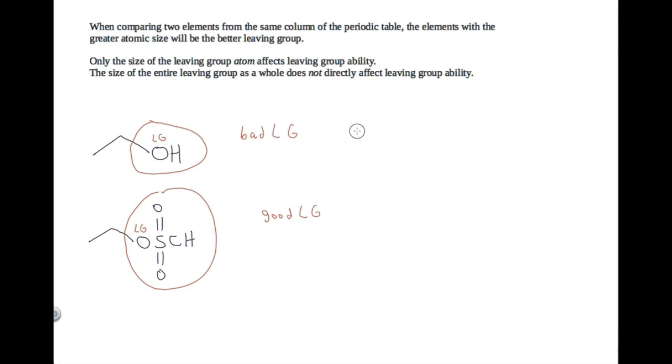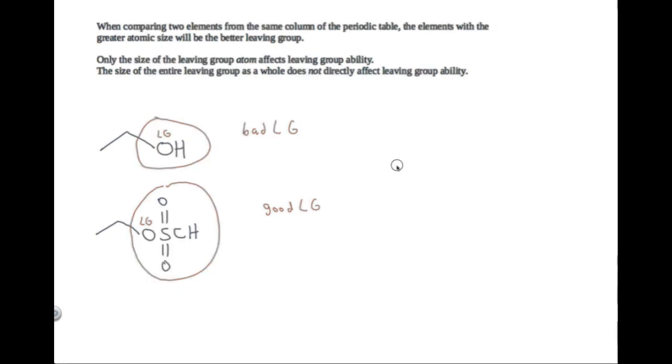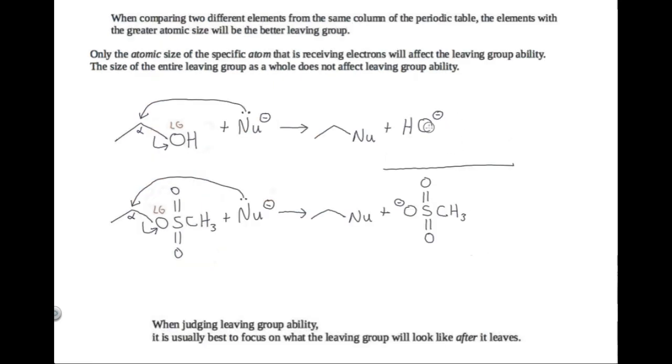Do you know what is the correct explanation? Why is a sulfonate group a better leaving group than an alcohol? Can you answer that question? This is actually a topic that I discussed in my SN2 reactions video series. Well, remember that to judge leaving group quality, we should probably think about what the leaving groups will look like after they leave. Here's what these two leaving groups would look like after they leave.